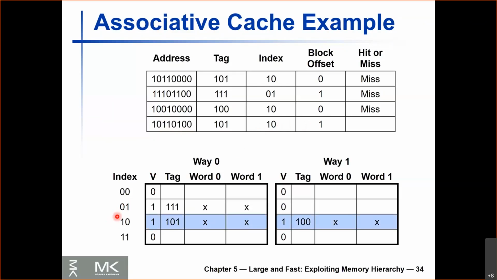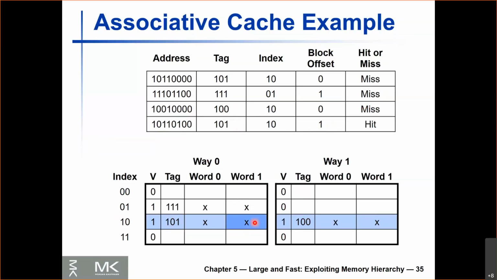Right, I have a hit. Why do I have a hit? Because my tag, which is 101, matches one of the tags in the ways, this tag over here in way 0. Okay, so I have a hit. So since I have a hit, I'm going to use the block offset to select the word that I want. And in this case, it's this word over here.